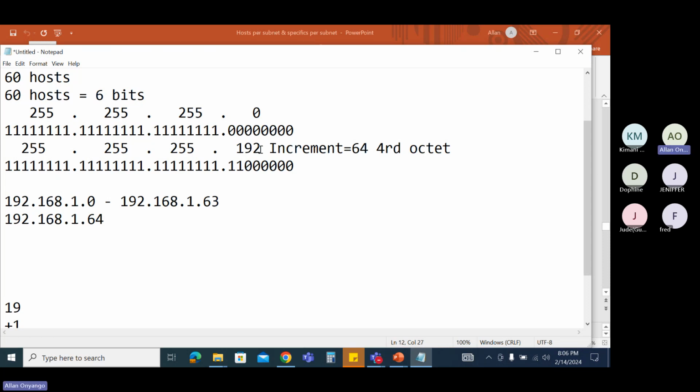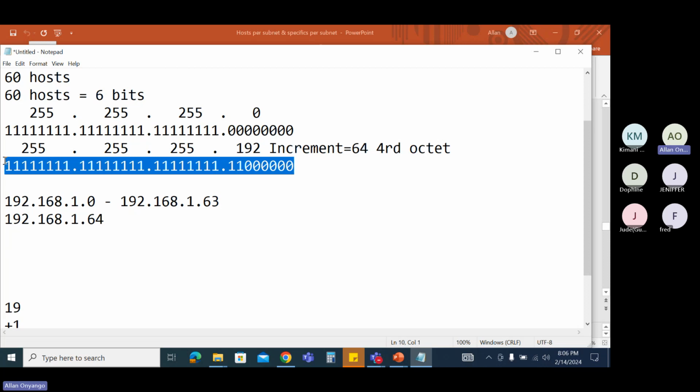Look at this subnet mask. It is 255.255.255.192. This one is slash the number of ones. How many?